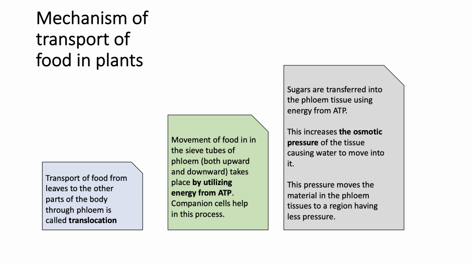Movement of food in the sieve tubes of phloem, both upward and downward directions, takes place by utilizing energy from adenosine triphosphate. Companion cells help in this process. Sugars are transferred into the phloem tissue using energy from adenosine triphosphate. This increases the osmotic pressure of the tissue, causing water to move into it. This pressure moves the material in the phloem tissues to a region having less pressure.